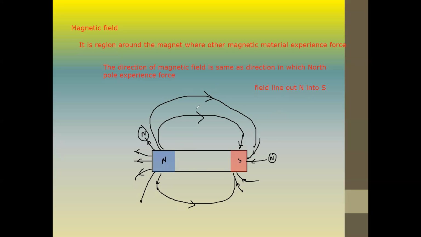Is it clear? The direction of a magnetic field is always the direction in which the North Pole experiences force. If there is a North Pole near a North Pole, it will move out. If there is a North Pole near the South Pole, it will move towards. So the standard direction of a magnetic field is always out from north and into south. Whenever you draw a magnetic field pattern, your field lines should always be out from north and into south.